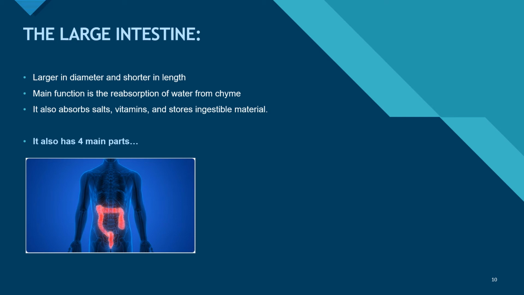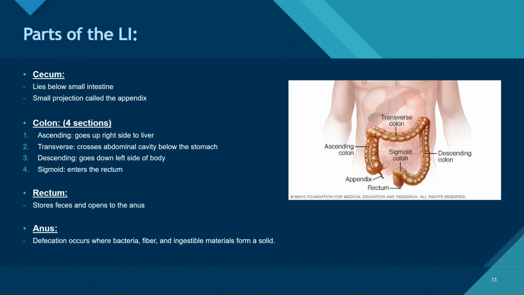Remember we learned about that thick, soupy thing from the stomach, which is chyme. The large intestine also absorbs salts, vitamins, and stores ingestible materials. It also has 4 main parts, and they are the cecum, the colon, the rectum, and the anus.